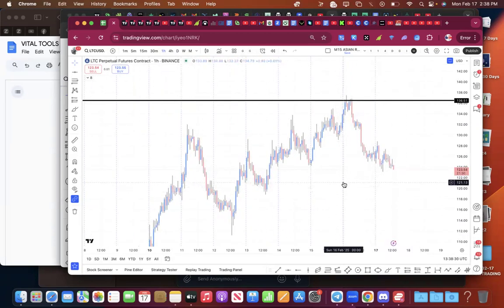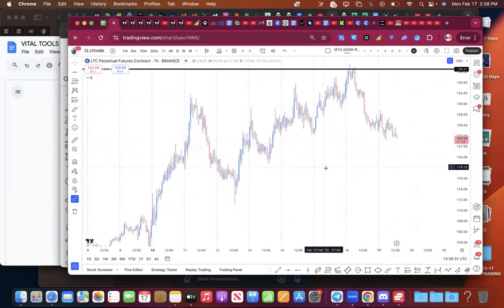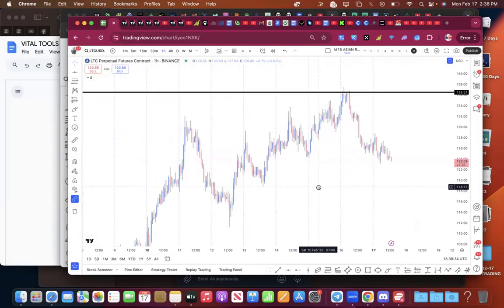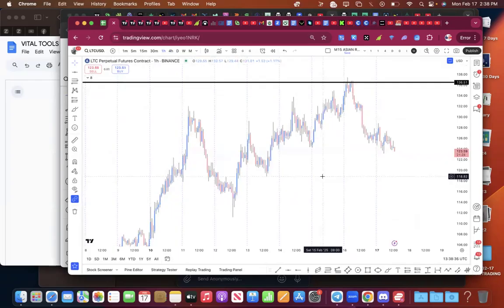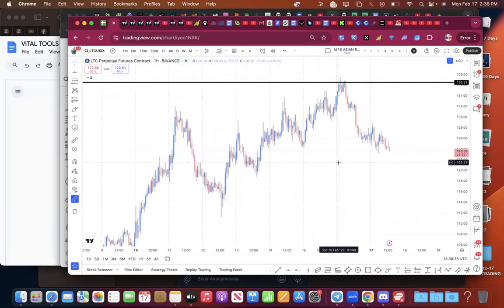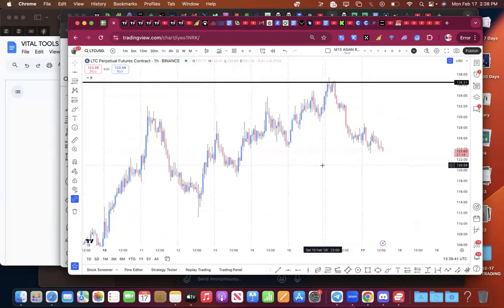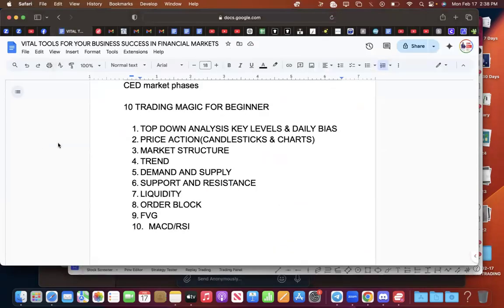There's something you must understand when you are trading. With top-down analysis, I've discovered that this market is bearish, so I'm looking for a way to short. Do I just go ahead and short? There's something I want you to understand. Number one, we have talked about top-down analysis, key levels, and daily bias, which is your structure mapping.